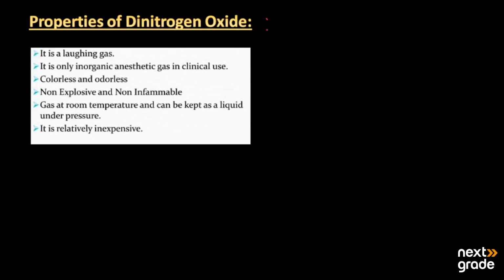The first one is dinitrogen oxide. The simple formula of dinitrogen oxide is N2O. And what are its main properties? The first one, it is called the laughing gas. If someone smells that gas, they start to laugh. So this is the property of dinitrogen oxide. On the other hand, it is the only inorganic anesthetic gas in clinical use that can be used as anesthesia gas. Otherwise, all others use organic gases for this purpose.